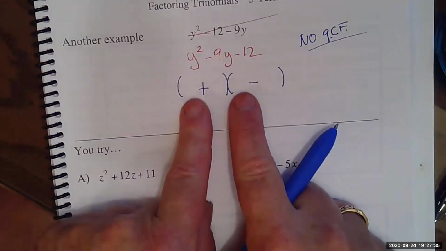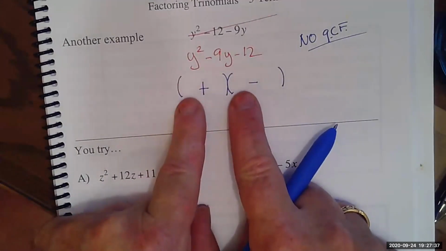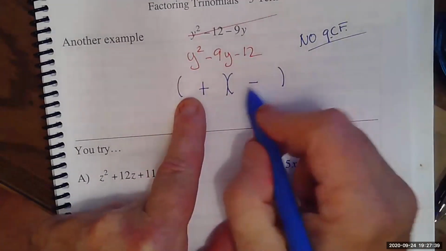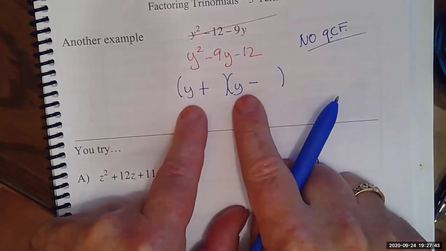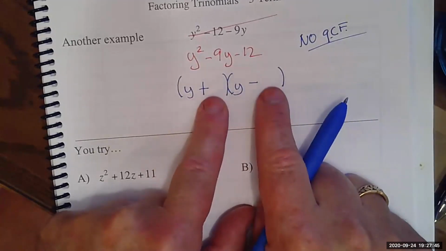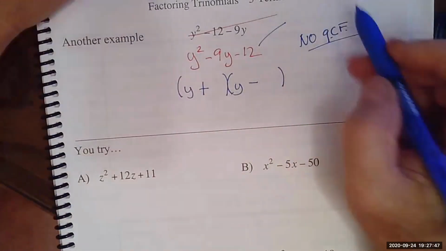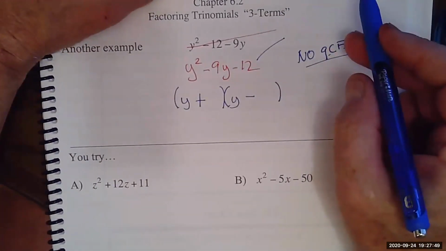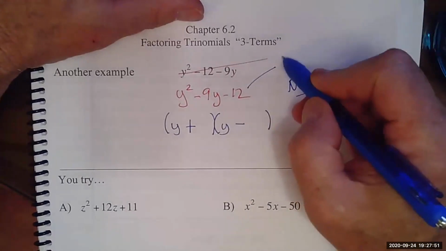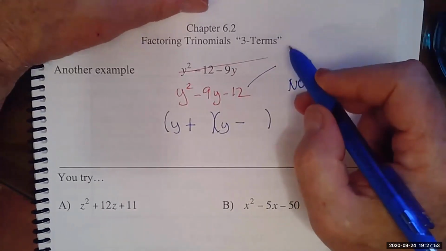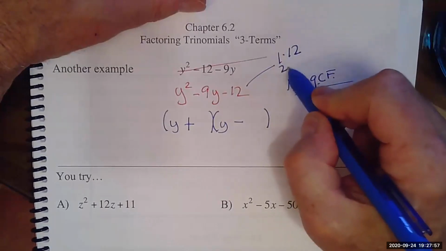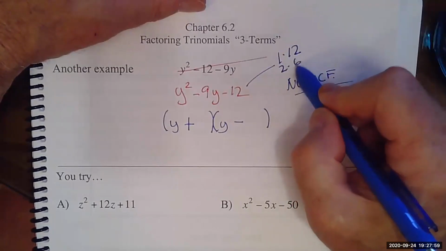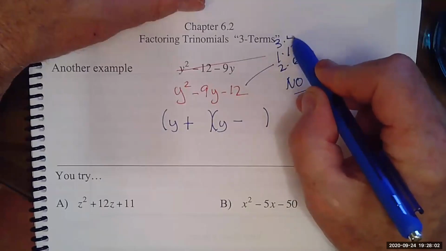What goes in the front? It's got to give me a y squared. Well, there's only one choice. Better be a y. Don't put x, of course. Y times y is y squared. All right, now, got to put numbers in the back. Well, you got some choices. You actually have 3 choices. So I put my choices up here, and then I'm going to pick a pair that works. 1 and 12, 2 and 6, and 3 and 4.